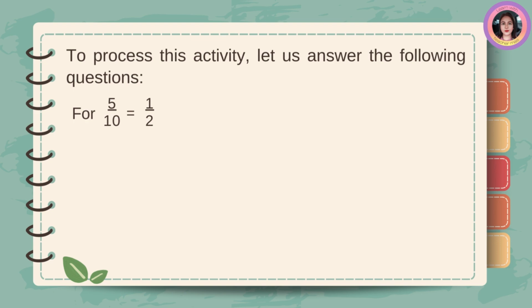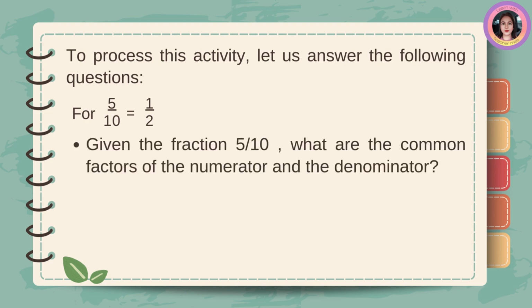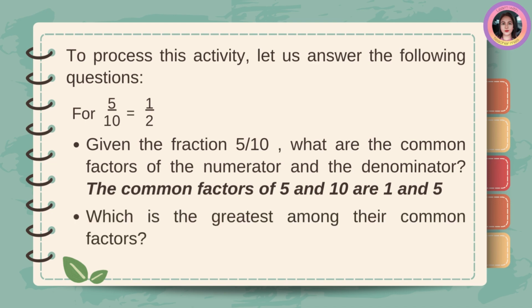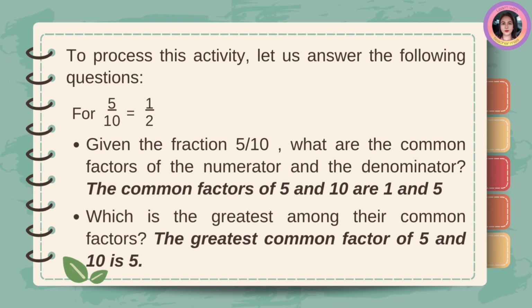To process this activity, let us answer the following questions. For 5 tenths is equal to 1/2. Given the fraction 5 tenths, what are the common factors of the numerator and the denominator? The common factors of 5 and 10 are 1 and 5. Which is the greatest among their common factors? The greatest common factor of 5 and 10 is 5.